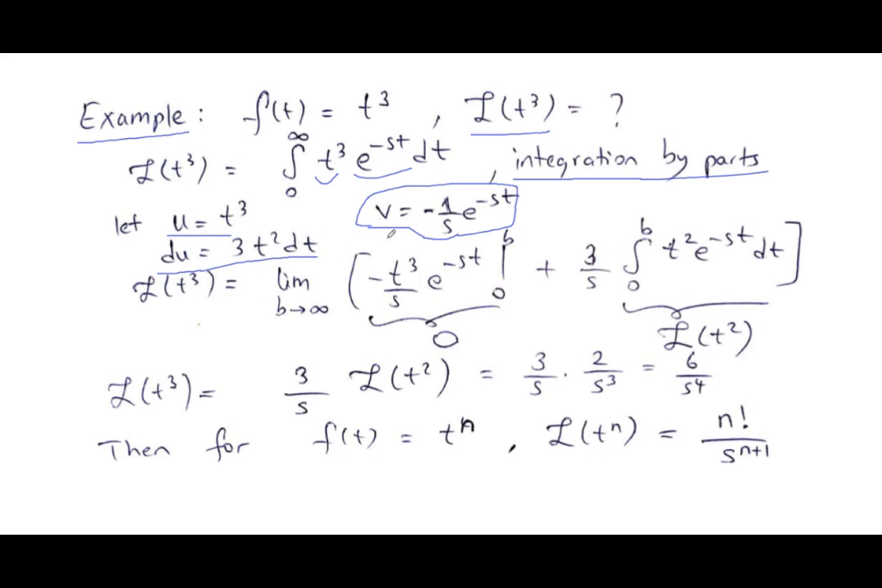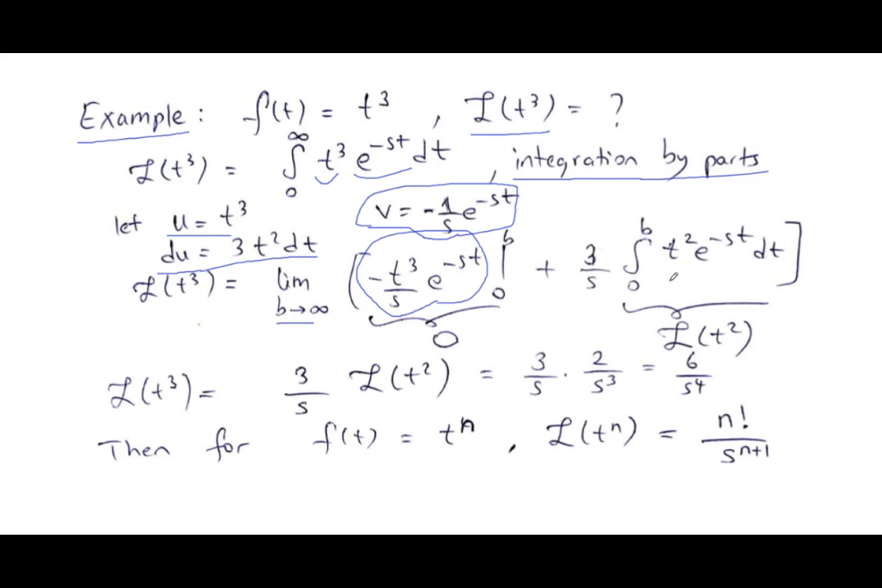Then we substitute into the integration by parts formula. We have u times v, and this must be evaluated from 0 to b. But if we plug in t equals b, b goes to infinity, so this expression will decay to 0. And if t equals 0, t cubed, we have again 0.